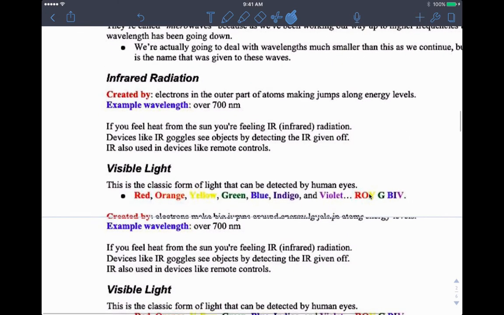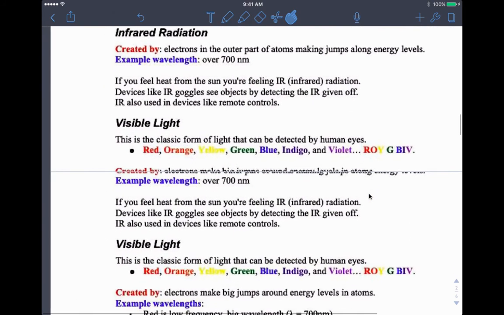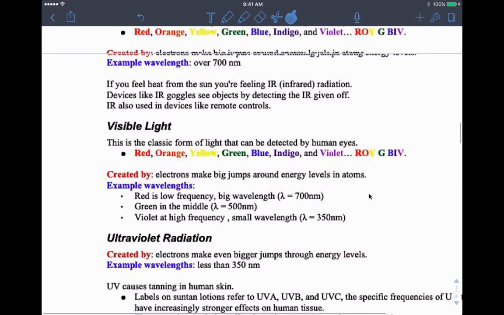Infrared is just before. That's heat, of course, sensing heat. And we have infrared cameras. You're well aware of those. Sorry, my document duplicated things a little bit.